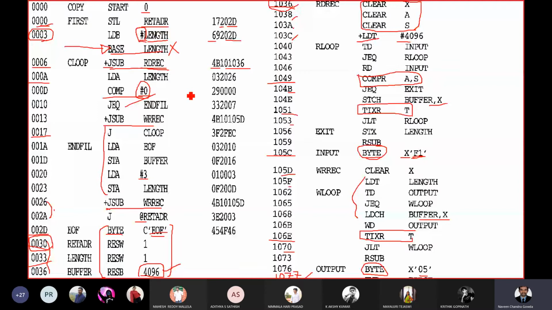Again you have ENDFIL as usual, format 3. So you need to find out the operand address, ENDFIL. Where is ENDFIL? Here it is, 1001A minus the PC, which is 0013. So when you subtract 1A minus 13, you'll get 0007. Again, it is neither indirect nor immediate nor indexed. So next, if I take you to the plus JSUB write record, as usual, again it is format 4. You'll be taking the direct address of write record, which is 105D. Further, you'll be adding 0 more to make it 20 bits, so that it will become 0105D. Like that, we'll keep going.